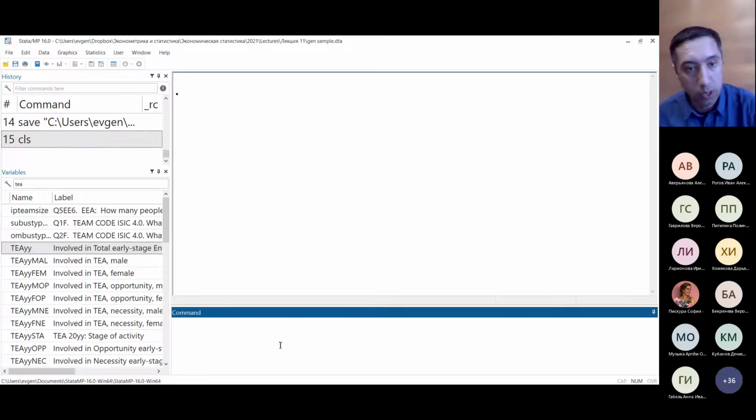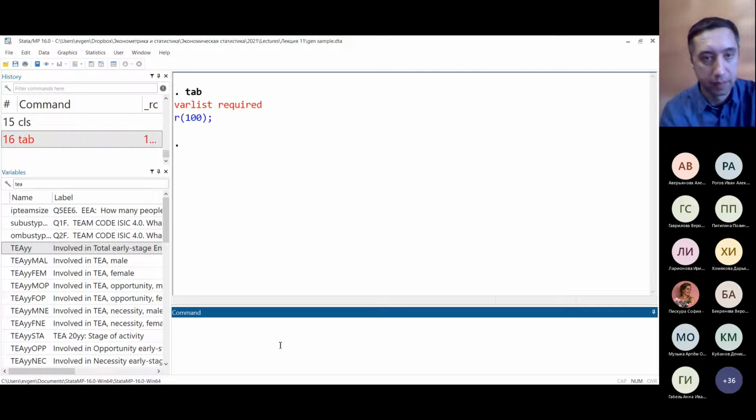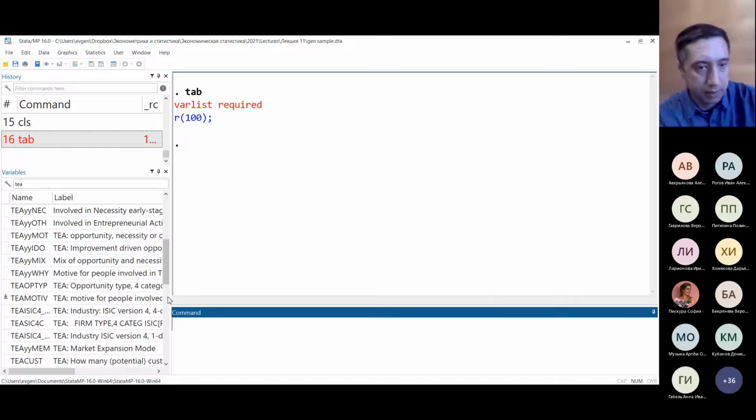Well, and when we work with qualitative variables, we often work with the command tab. This command always requires varlist, and it also has nice options, which we will learn for sure in this course. But now let's discuss this data set.